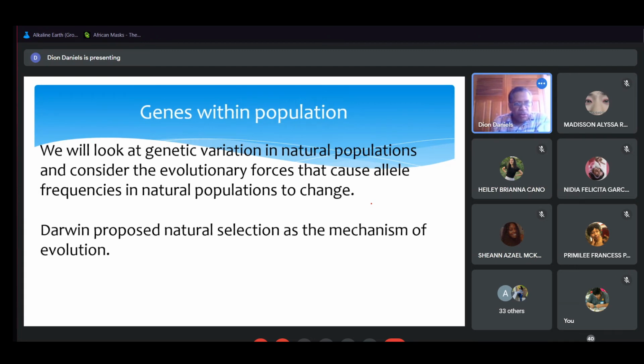Darwin proposed natural selection as a mechanism of evolution. We will understand what natural selection is, and we will learn that natural selection is not the only mechanism of evolution. One of the first ones we will talk about is mutations. Mutation has a lot to do with evolution, all right? So we will look at all the 5 key components that contribute towards evolution.